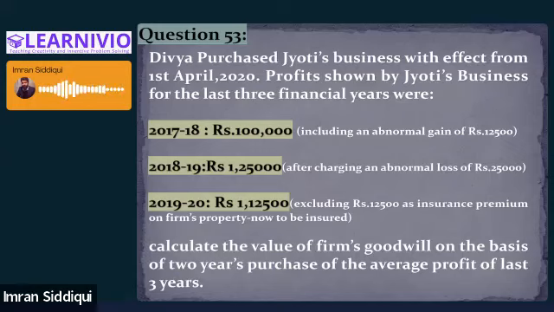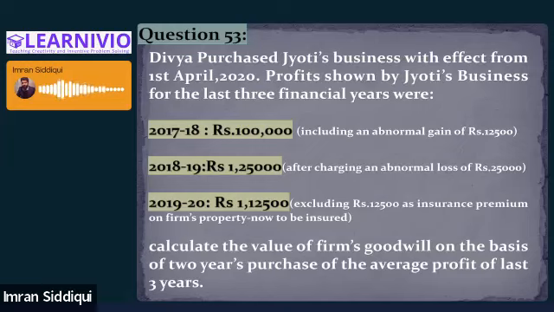The question says that we need to calculate the firm's goodwill on the basis of 2 years' purchase of the average profit of the last 3 years. So we need to calculate our average profit of the last 3 years and calculate the value of the goodwill based on 2 years' purchase. So the number of years' purchase in this question is 2 years. Average profit has to be calculated, right? But for that purpose, we will have to first of all determine the correct profit for every year. We will have to find out the normal profit for every year, for the years 2017-18, 2018-19, and 2019-20.